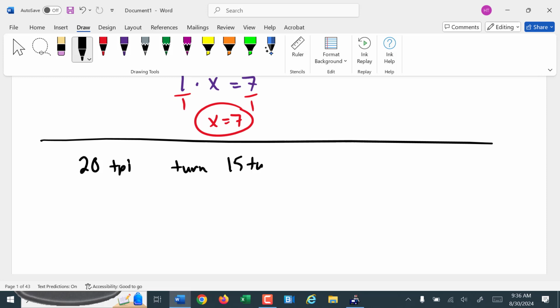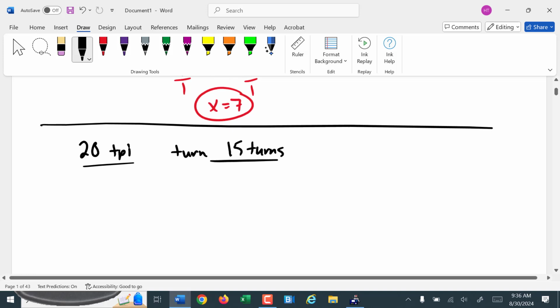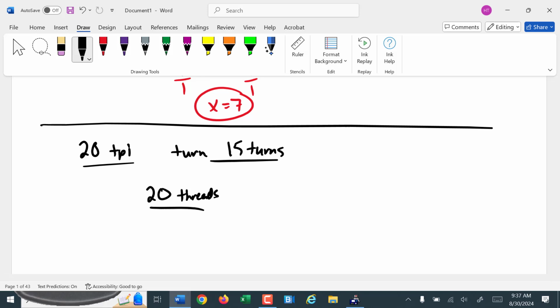So if I have 20 TPI and I turn it, let's say we're going to go 15 turns. How far do I advance up that bolt? 3/4 of an inch. Very good.